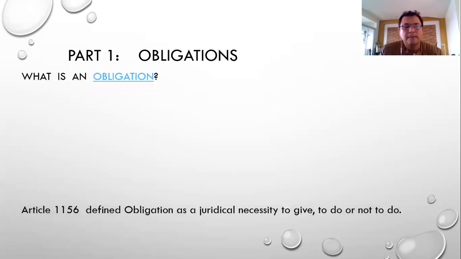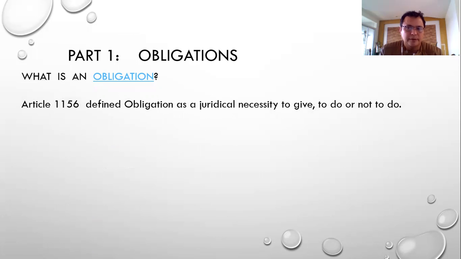In Article 1156 of the Civil Code, it gives us the definition of obligation as a juridical necessity to give, to do, or not to do. So there are three kinds of obligations: to give, to do, or not to do.